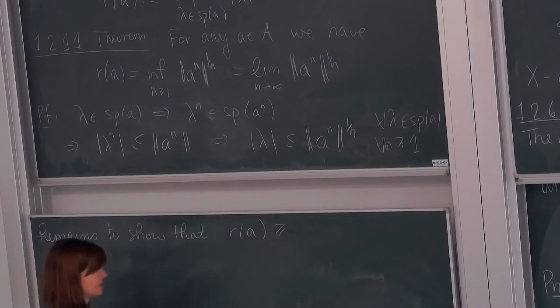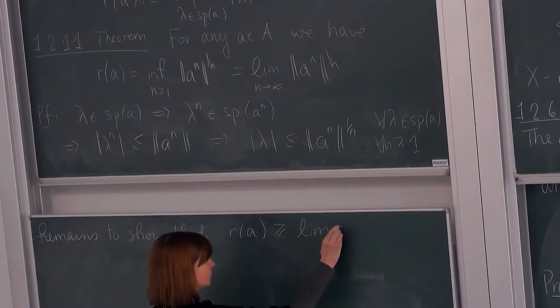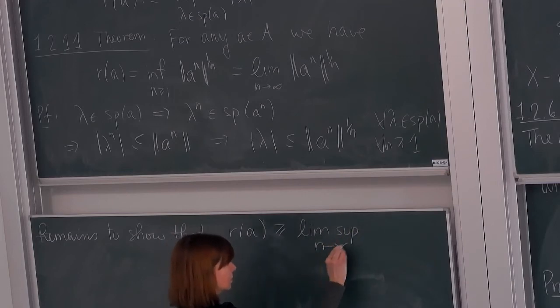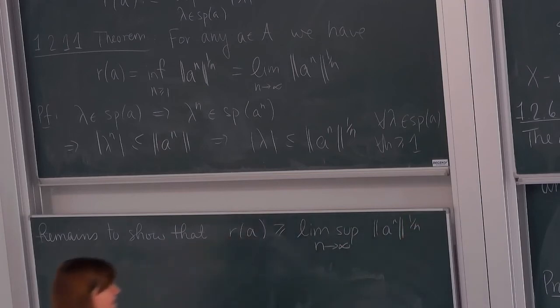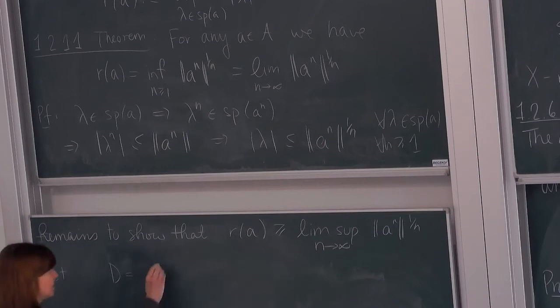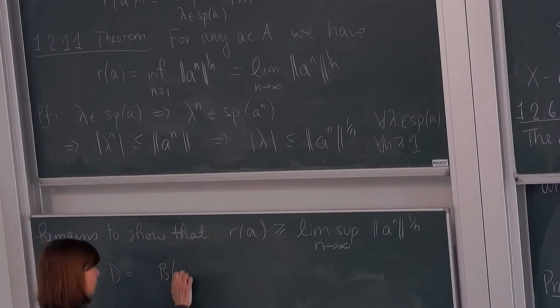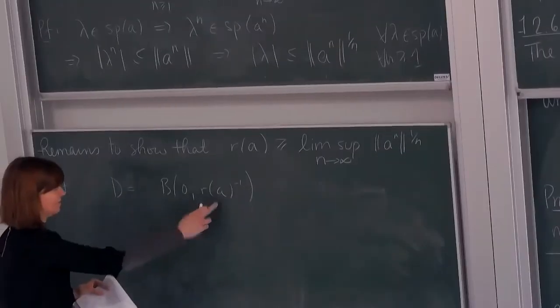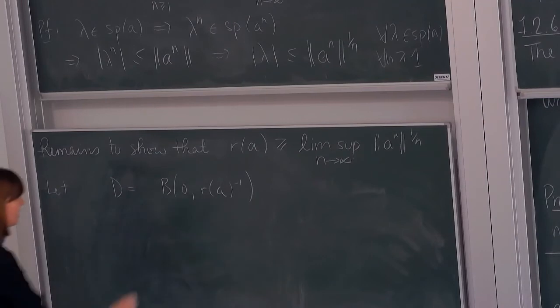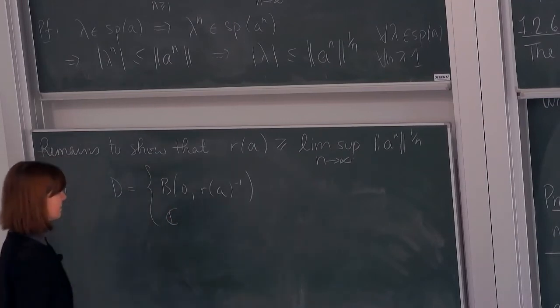So we're going to show that this is bigger than the lim sup of the norm of A^n to the 1 over n. Okay, so we define a subset of the complex numbers D to be the open ball of radius the inverse of the spectral radius of A, if this is non-zero, and just the whole complex plane if it is.